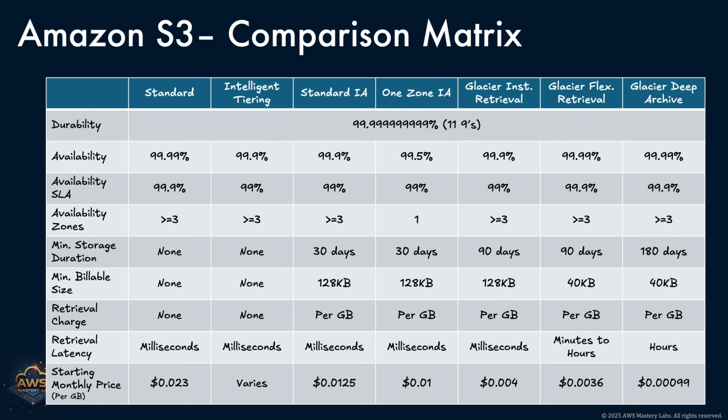Choosing the right storage class and managing it through automated lifecycle rules can significantly reduce costs while ensuring your data is stored in the right place at the right time. The key is to align your storage strategy with how your data is used, how often it's accessed, and how long it needs to be retained.